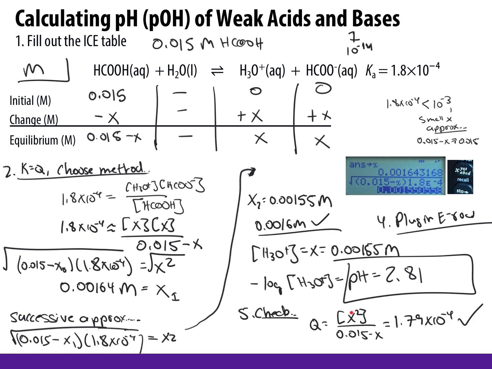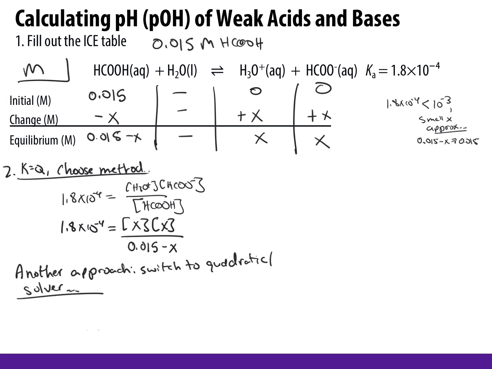Again, if I wanted to do another check, I could plug back into K equals Q, plug in my 0.00155 squared over 0.015 minus x. Here I get 1.79 times 10 to the minus 4 when I do that, and that agrees pretty nicely with my value of K, 1.8 times 10 to the minus 4.